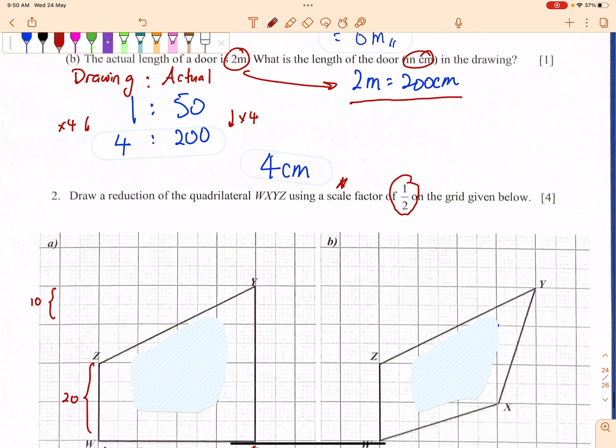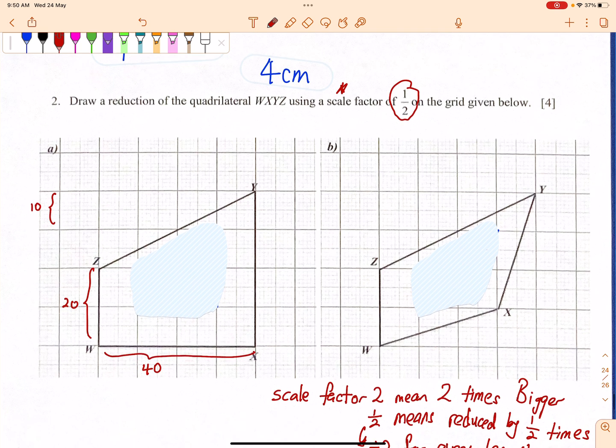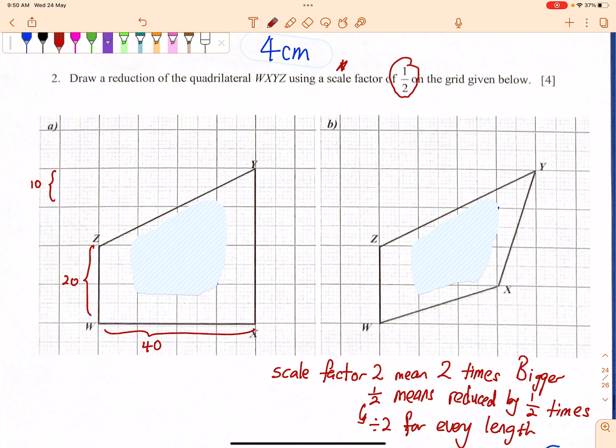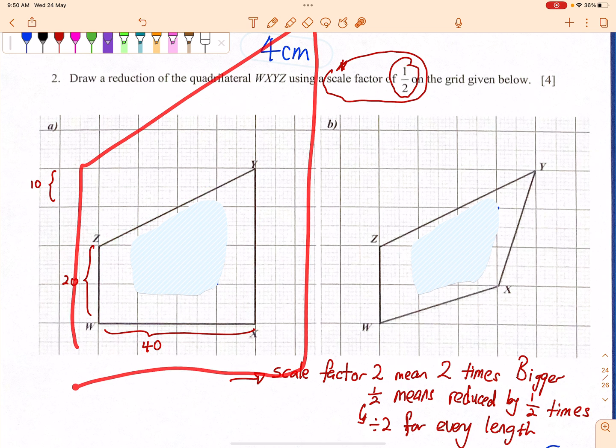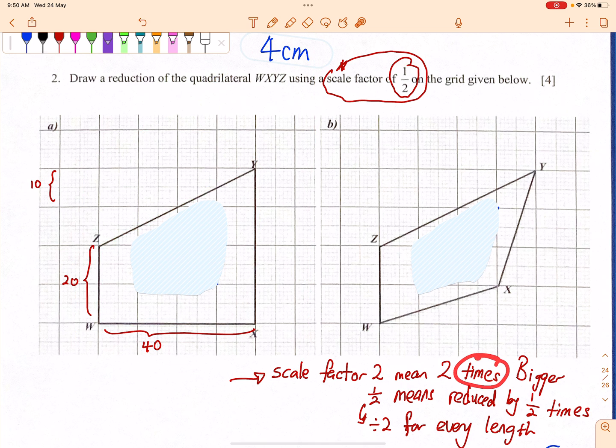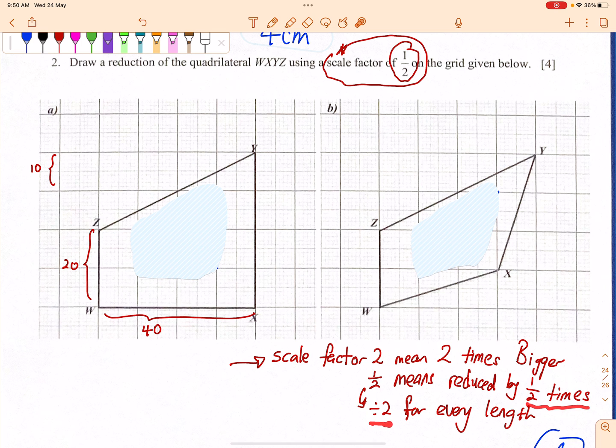Next, let us look at the drawing. So I want to know how to draw this diagram. But first, I need to understand what is scale factor of half. So you can copy this down. So we say that the scale factor of 2 means that it is actually 2 times bigger. So can you imagine if this is my diagram? If scale factor of 2 means I will enlarge it and it will be 2 times bigger. Alright, the key word here is times. So half means it is reduced by half times, or everything I will need to divide by 2.